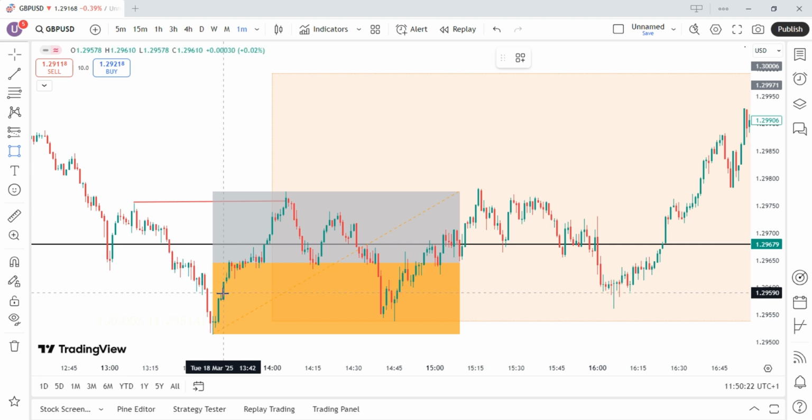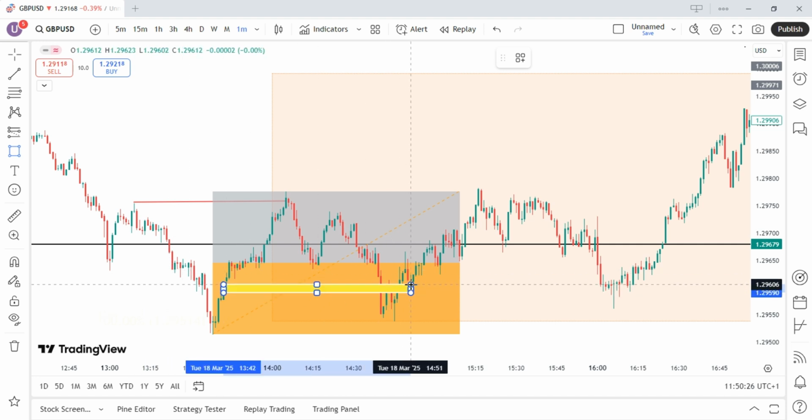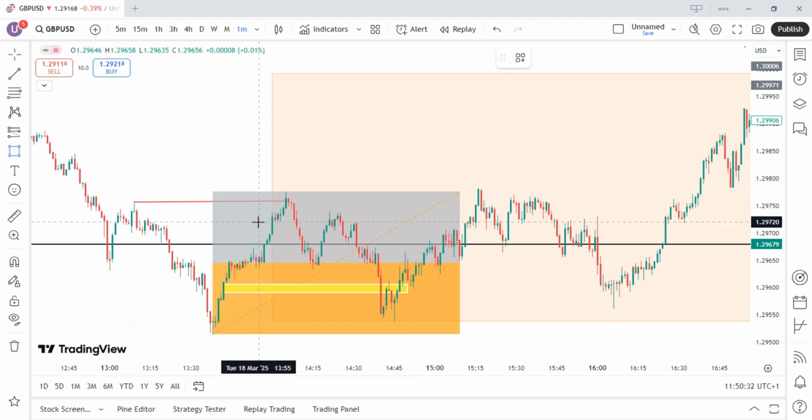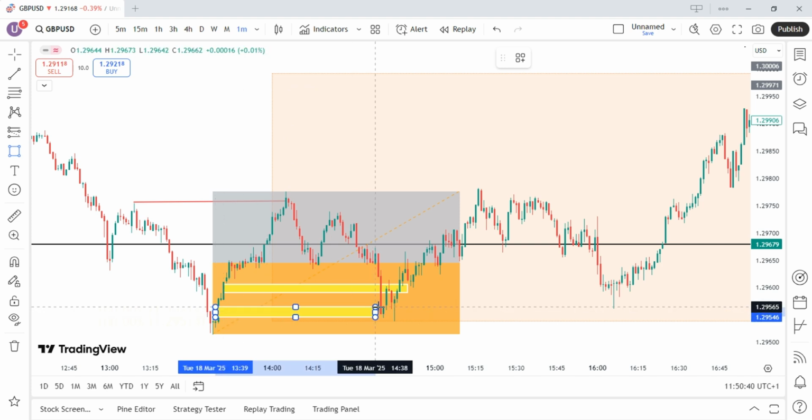There's a fair value gap here. Our first entry is here, the fair value gap. Then the second entry, there's another fair value gap here, which also coincided with this other block. So in this scenario, we are having two entries.